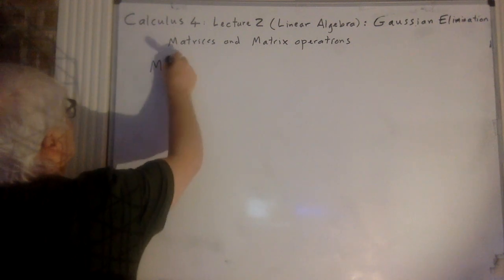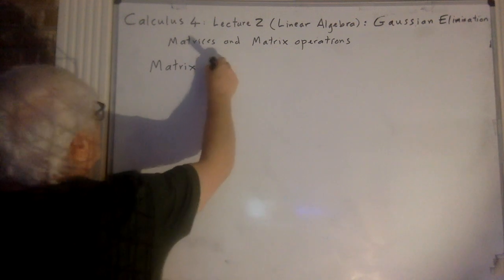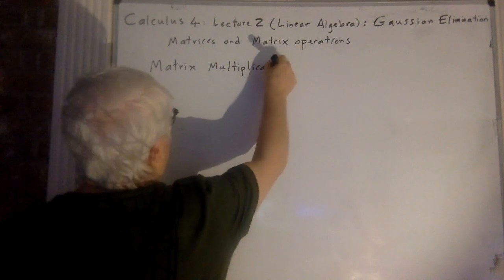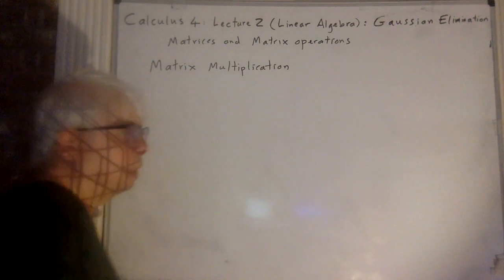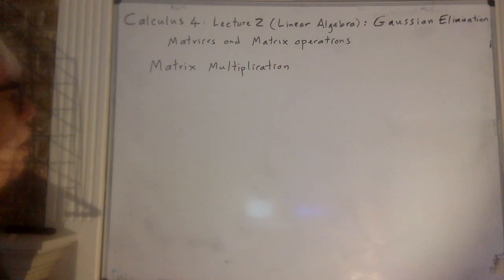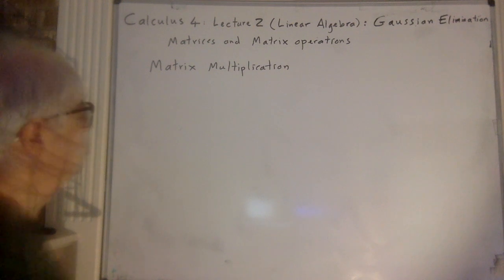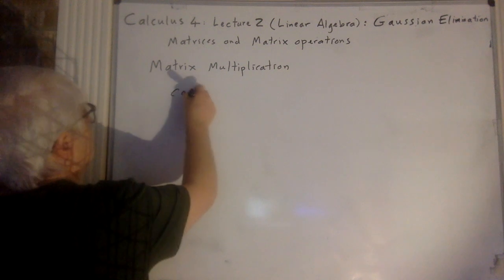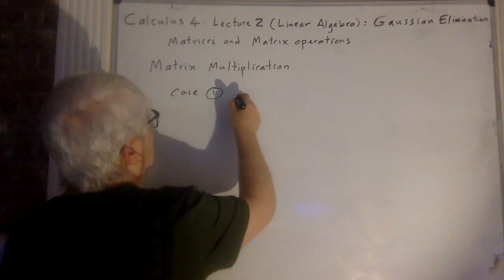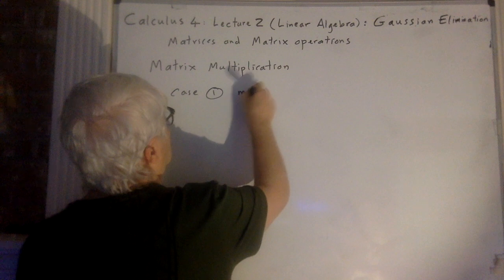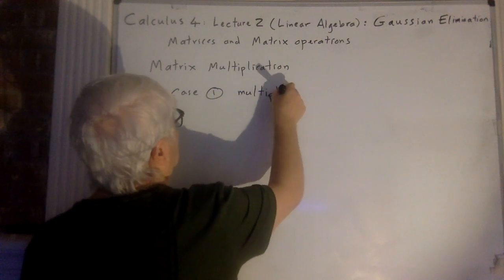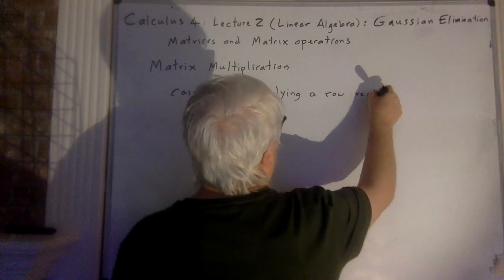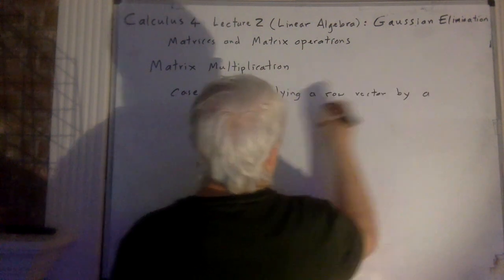Matrix multiplication. For matrix multiplication, first we define multiplying a row vector by a column vector. So case 1, multiply a row vector by a column vector.